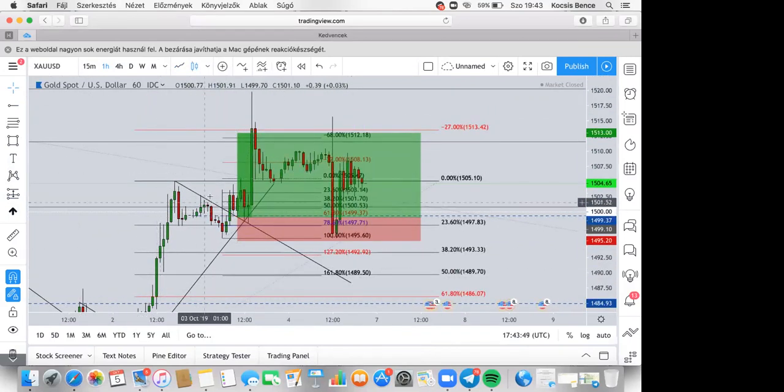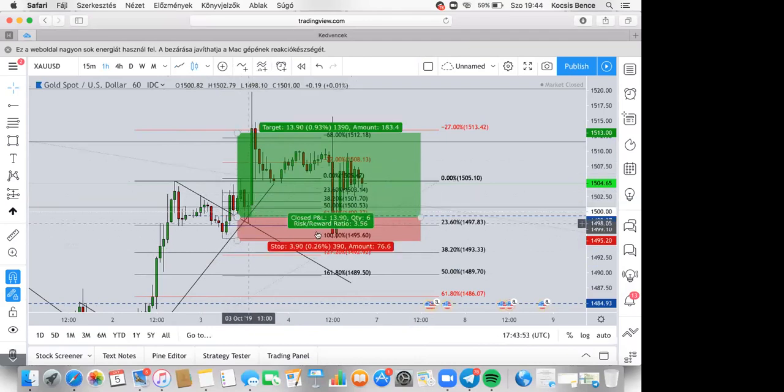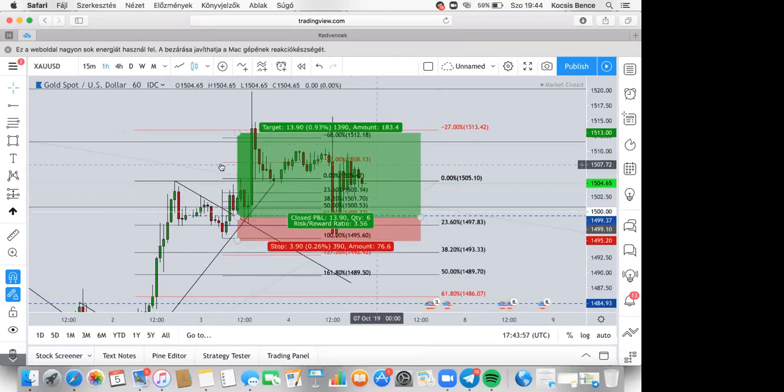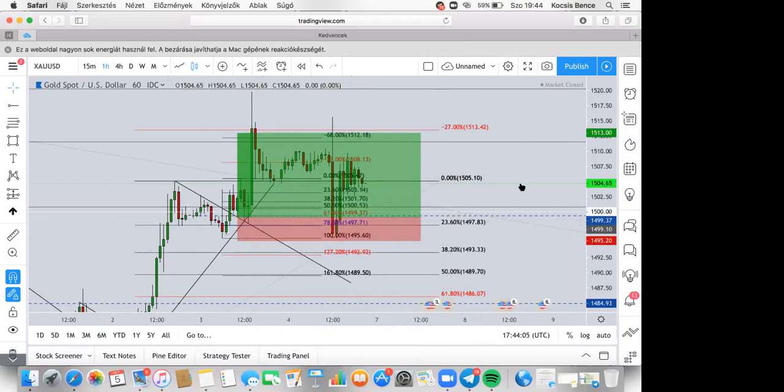So trend line, M pattern, counter trend line break, big bullish M, trend line retested, counter trend line break retested. We have the Fibo level, we have the line chart entry, we have the take profit. We open the trade and let it run.